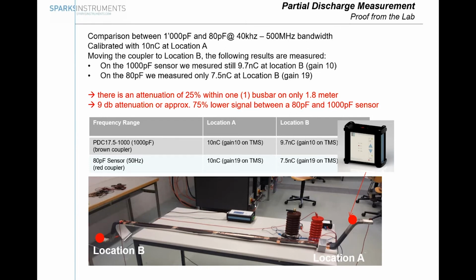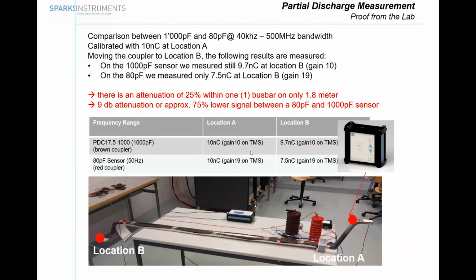Especially large turbo generators, which might have 4, 5, 6, 7, or 8 meter stator bar length, this effect will be much larger. So probably after one bar, only about 25 percent or less of the signal will arrive. That means on the second bar, you have again the same loss. Technically, you can say if you measure in too high a frequency range, you will not be able to measure any kind of PD after the third or fourth bar.